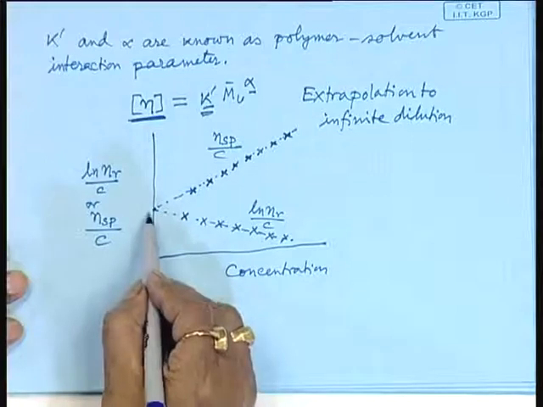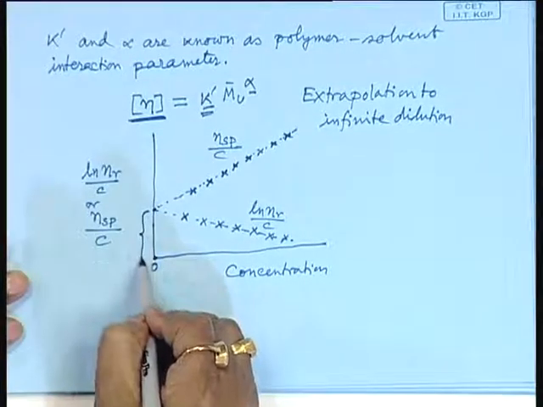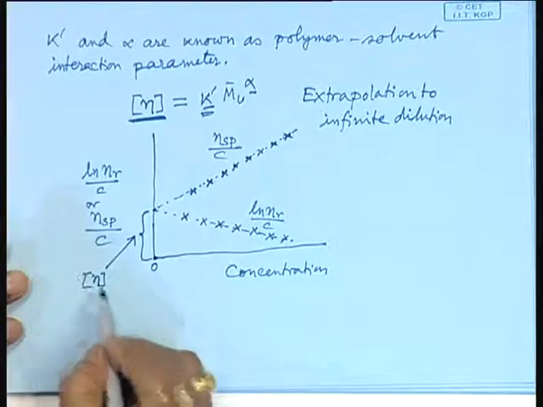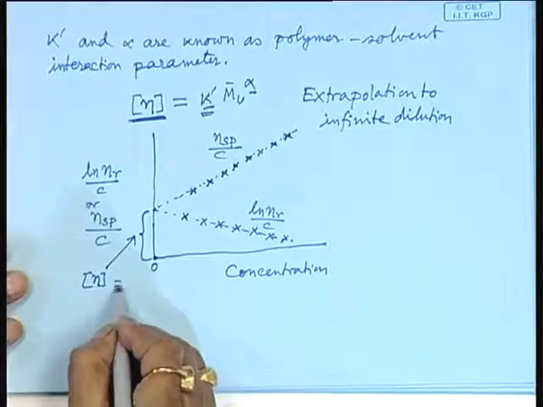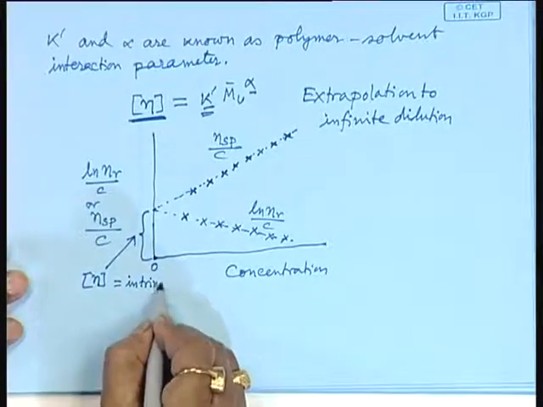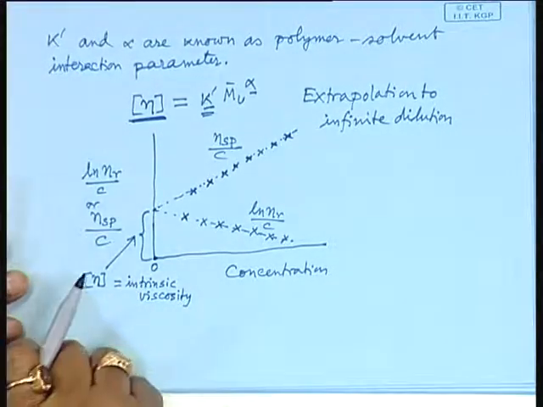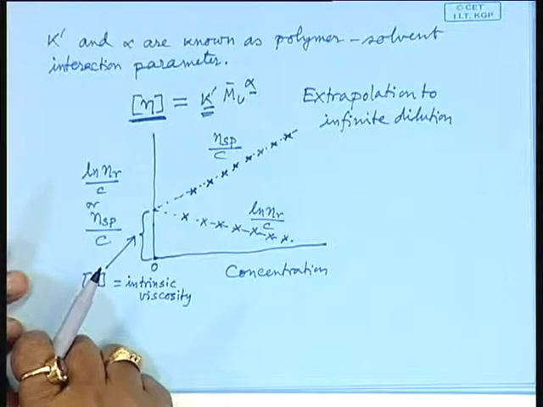Now, this value is known as eta intrinsic or intrinsic viscosity. You understand? Intrinsic viscosity. Why is this necessary? Extrapolation to infinite dilution. You have to have a concept again. Yes, you are right, to attain the ideal situation.